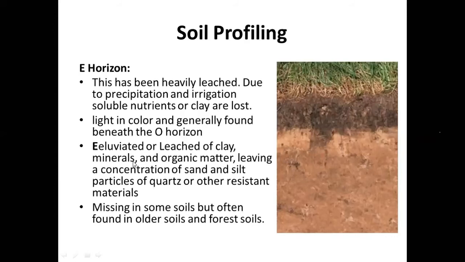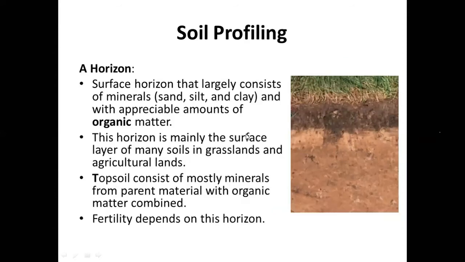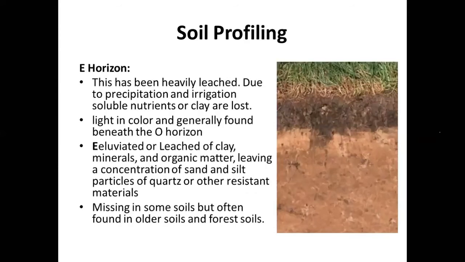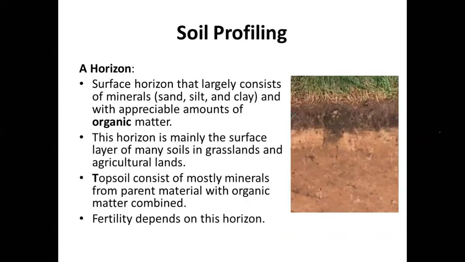So in E horizon something is lost, something is leached down. So if something is leached down, it will be lighter in color. So this portion is actually the E horizon. Okay. So next is A horizon. E horizon is beneath the A horizon. This is called the surface horizon, that largely consists of minerals and with appreciable amount of organic matter.